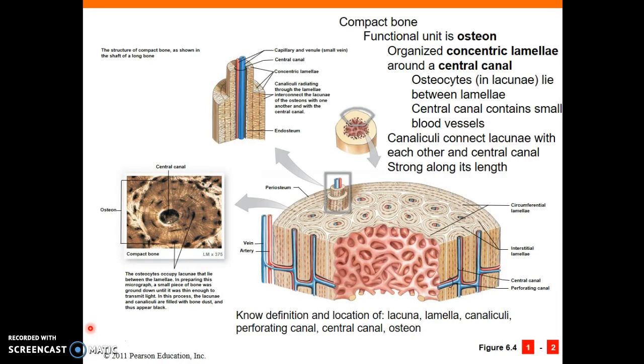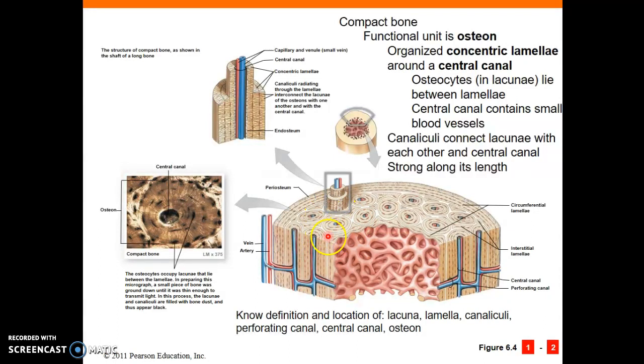You have to know all of these terms of the compact bone. The functional unit is the osteon. The osteon is this circular unit here. It is found in compact bone. It is not found in spongy bone. You can see that the osteon has circles. Those circles are called lamellae, and each osteon surrounds an artery and vein, and the artery and vein run up the central canal.